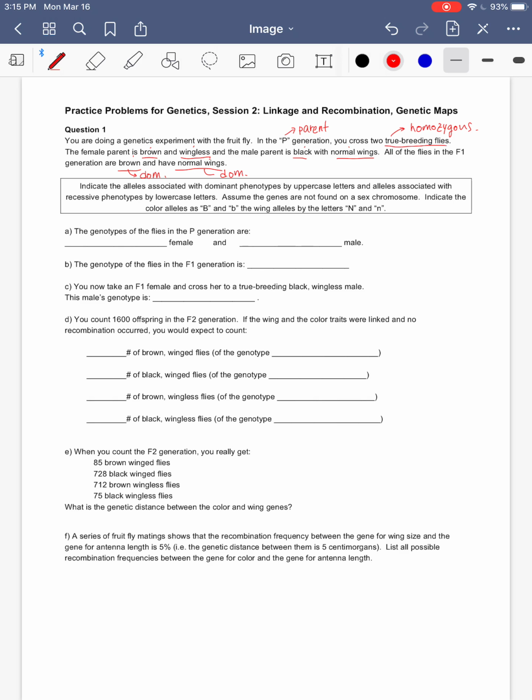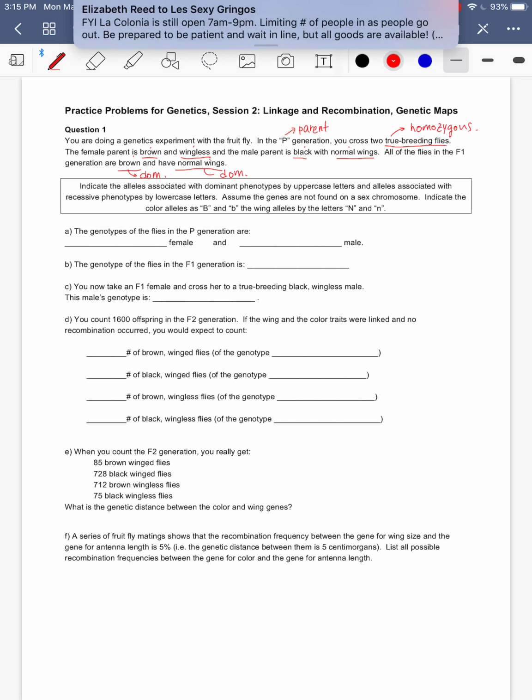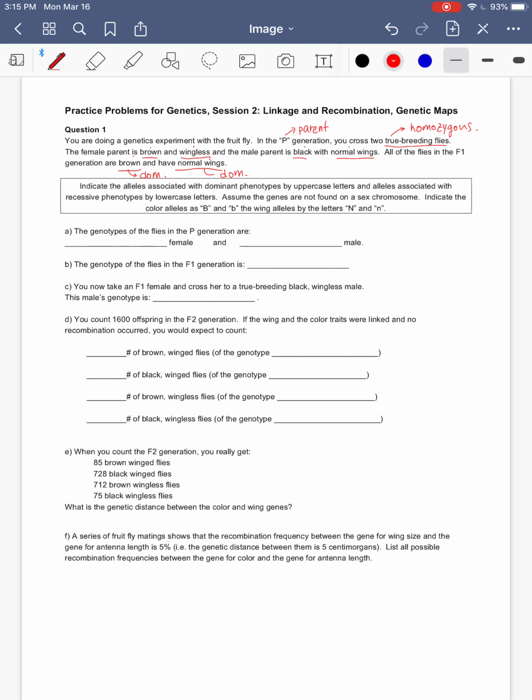Okay, and here in the box, it says all the things that we already know, and then to assume that the genes are not found on sex chromosomes and indicate the color alleles with the letter B and the wing alleles with the letter N.